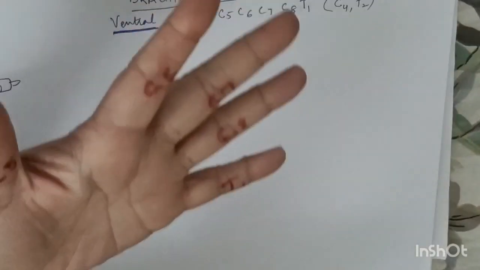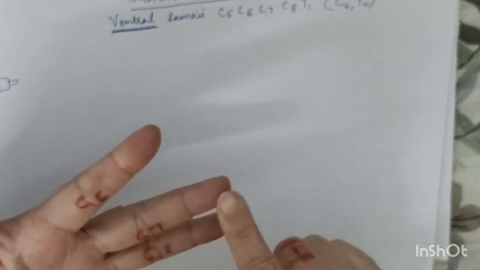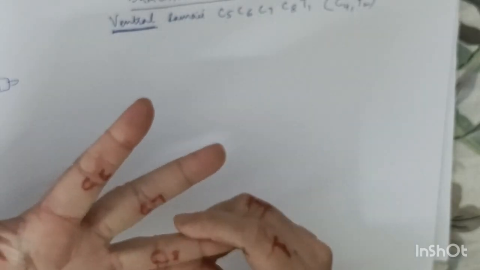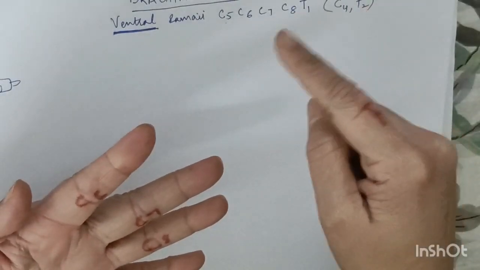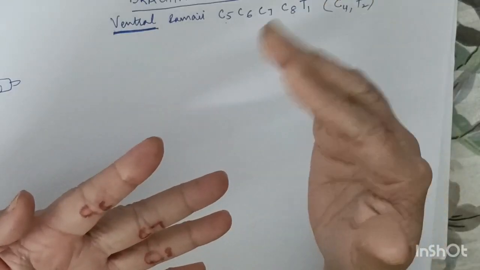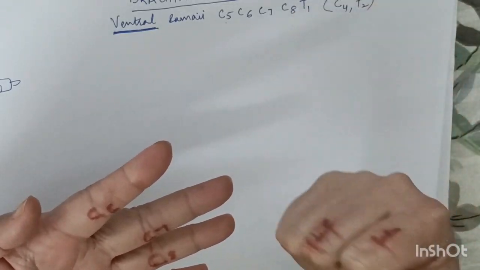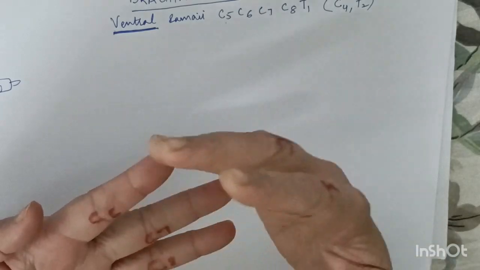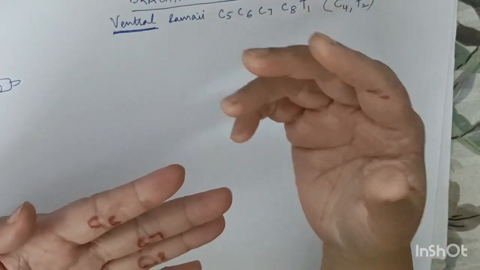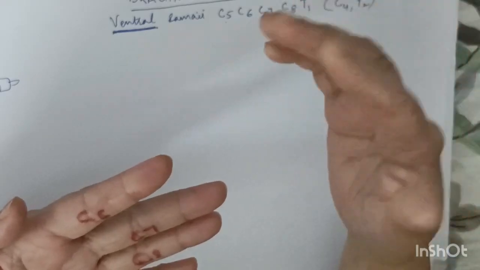5 things and 5 fingers of the hand. We remember it with the hand. So the first two, C5, C6, form the upper trunk. C7 forms the middle trunk, and C8, T1 together form the lower trunk. So this is how it has been divided. Now each of these trunks is divided further into anterior and posterior divisions. And these divisions are further divided into the formation of cords, and then the branches.